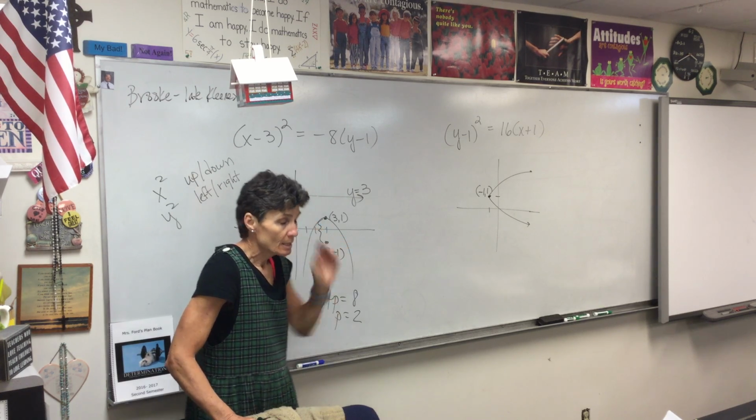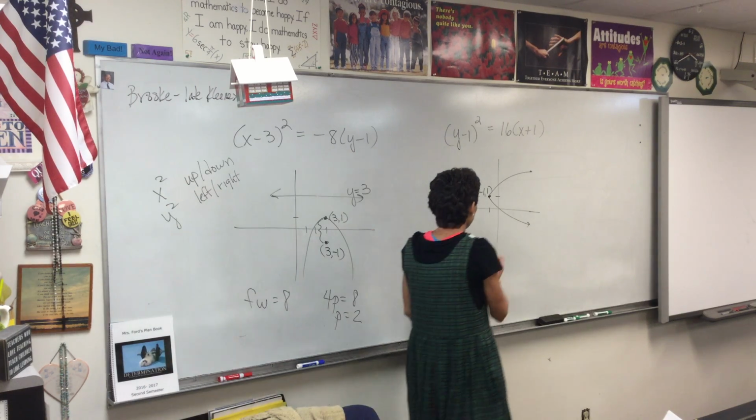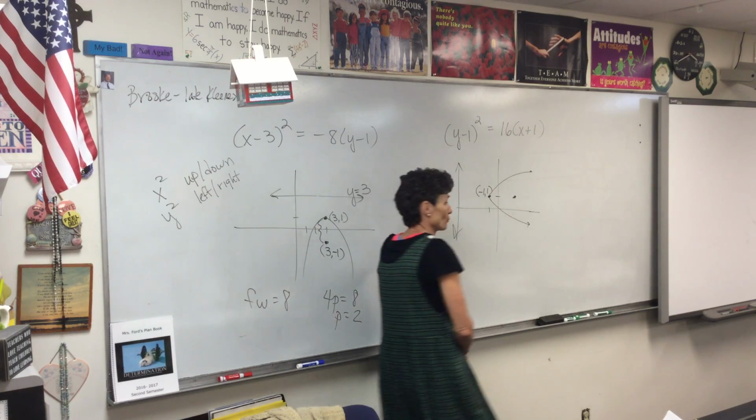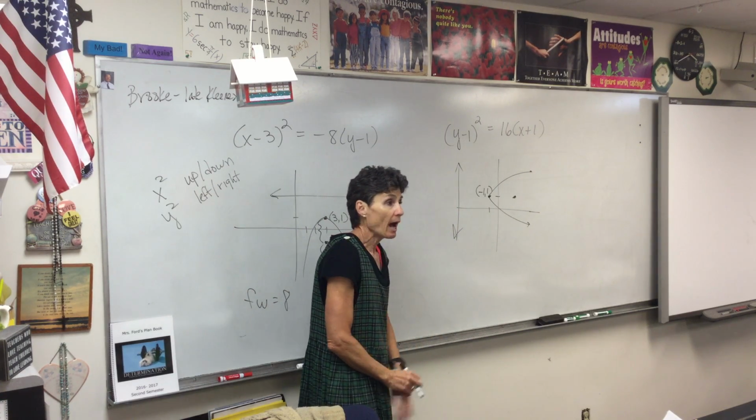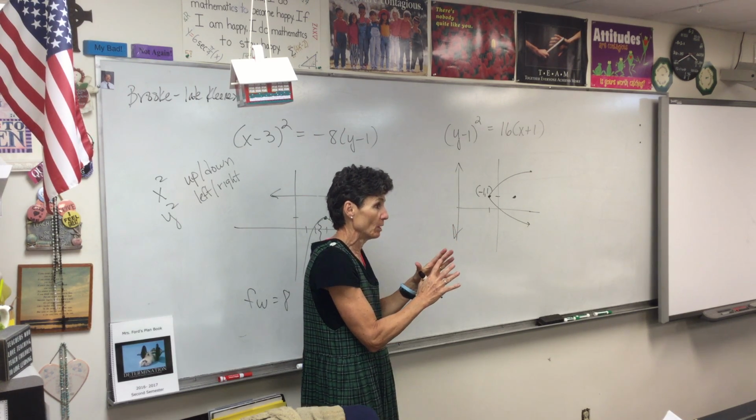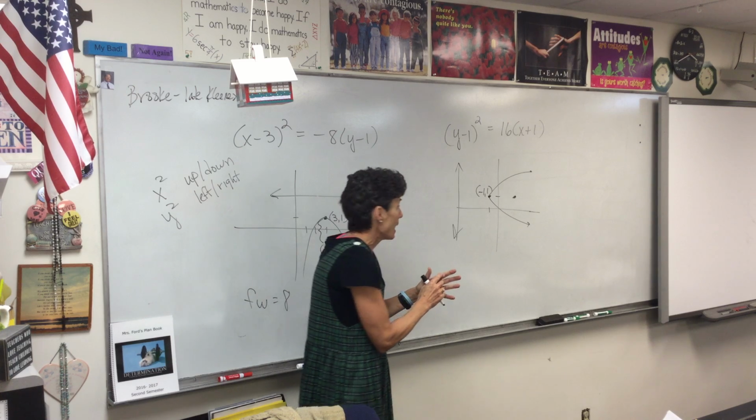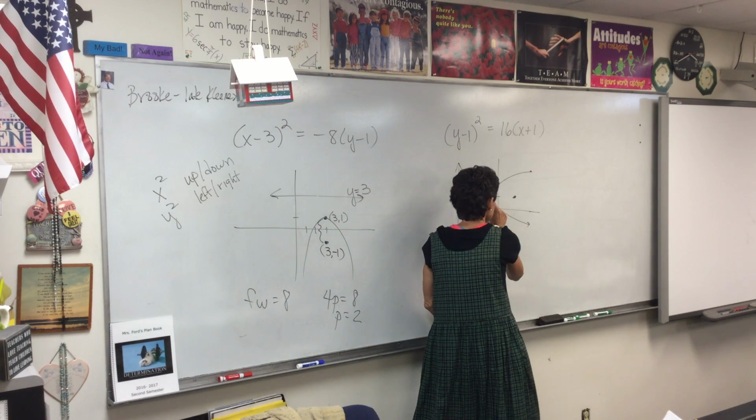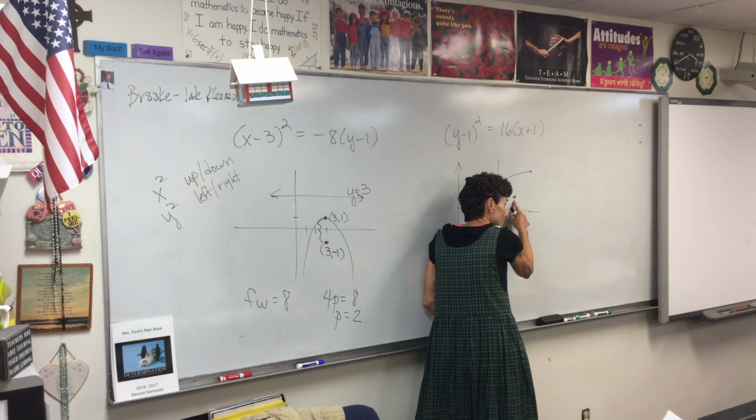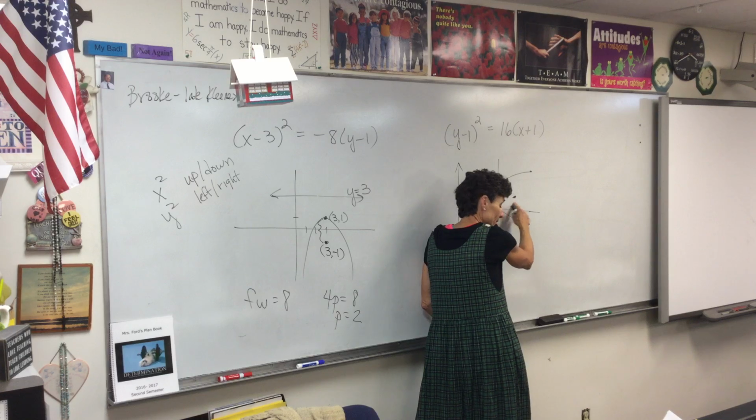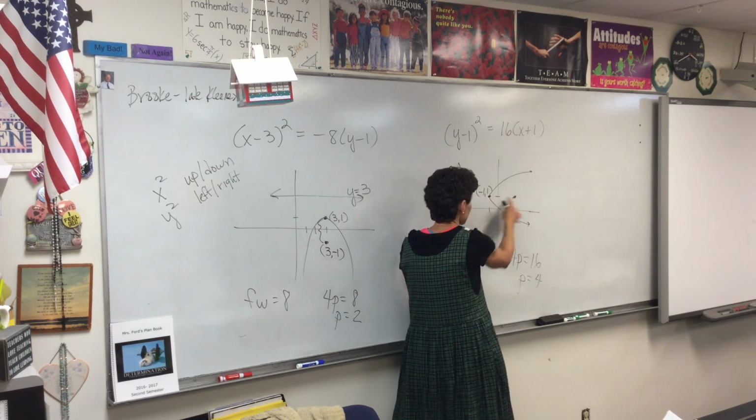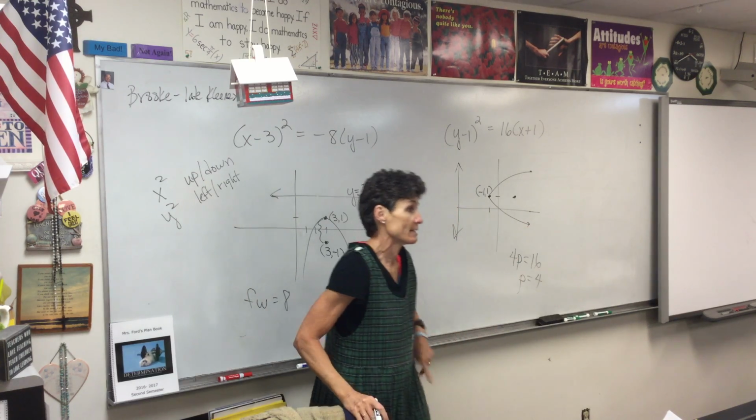Got it? Now, somewhere in here is your focus, and somewhere out here is your directrix. 4p equals 16. I don't know where that is yet. I'm just randomly putting them up there. I'm going to label them now. How far is it from my vertex to my focus? It's p. And 4p is 16. So if you said that distance was 4, you are right.